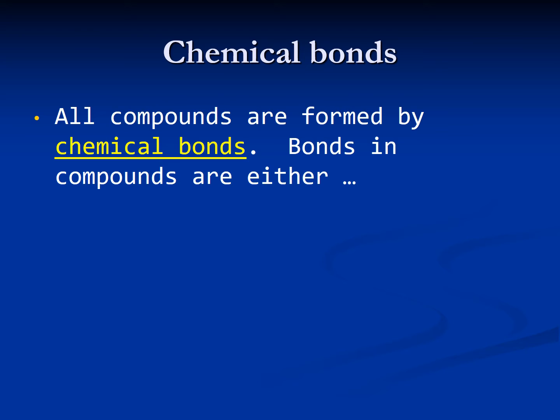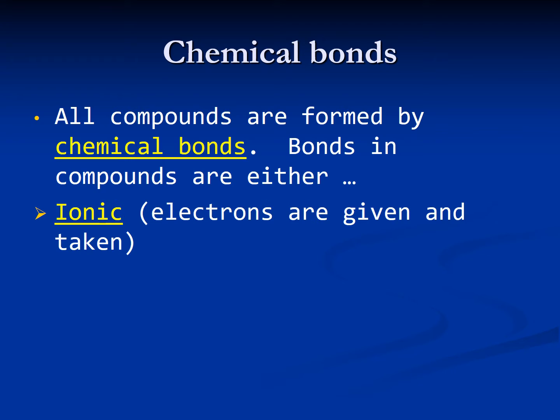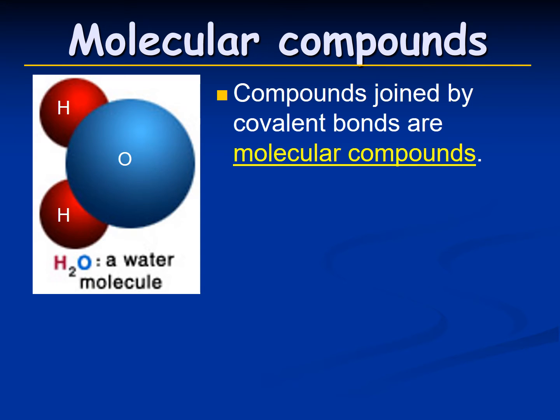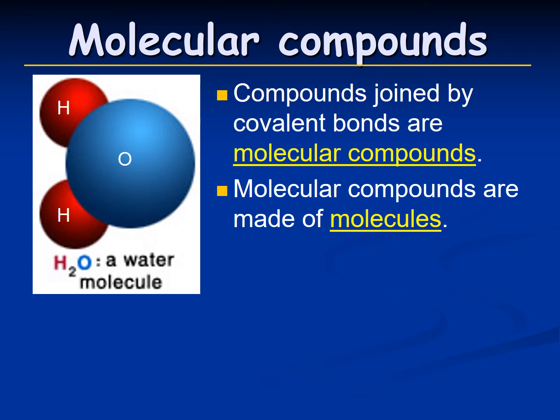All compounds are formed by chemical bonds. The bonds in compounds are either ionic, in which electrons are given and taken, or covalent, in which the electrons are shared. If the electrons are shared, the resulting compound is called a molecular compound. So in other words, if you have atoms joined by covalent bonds, then you have what we call a molecule. Molecular compounds are made of molecules, such as water.